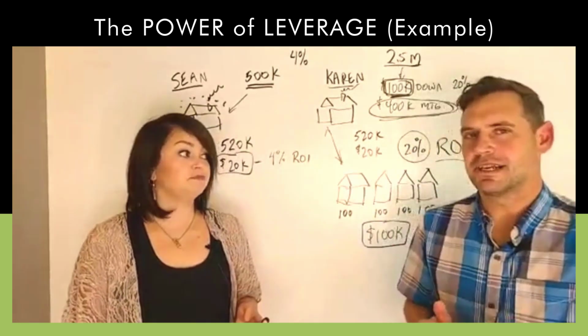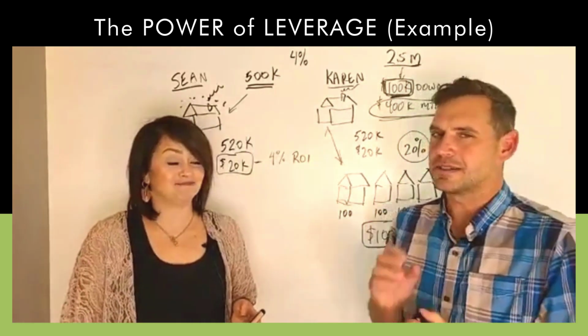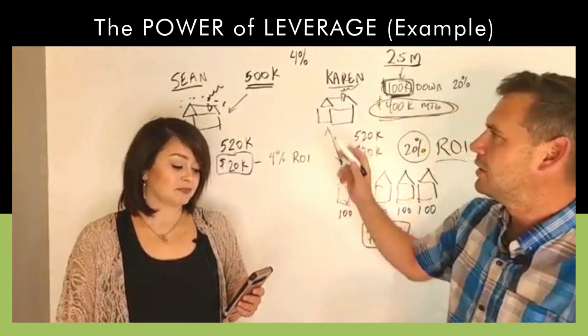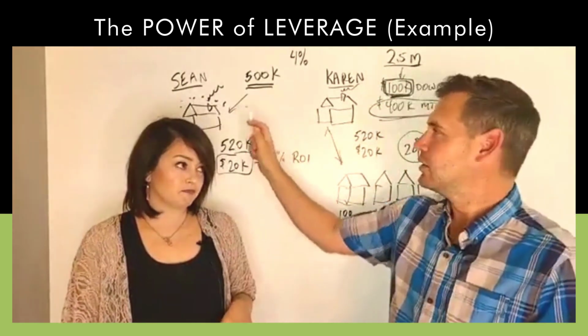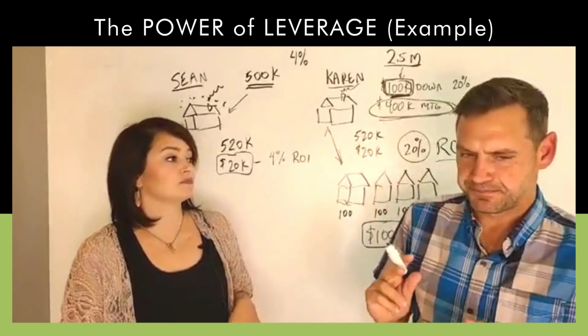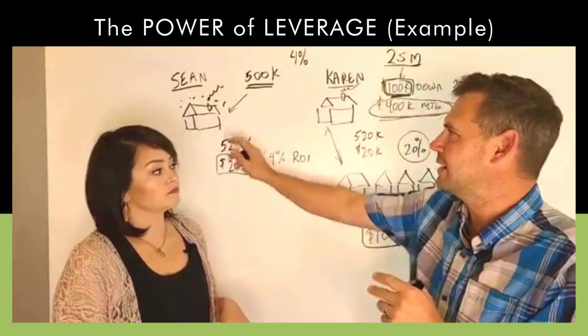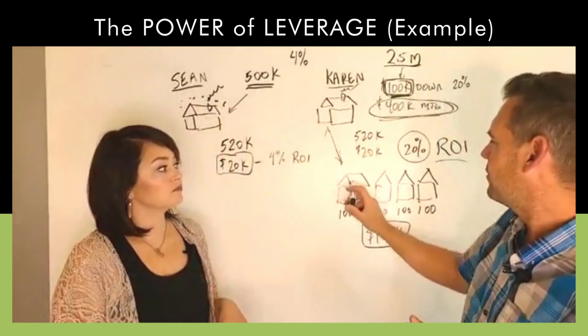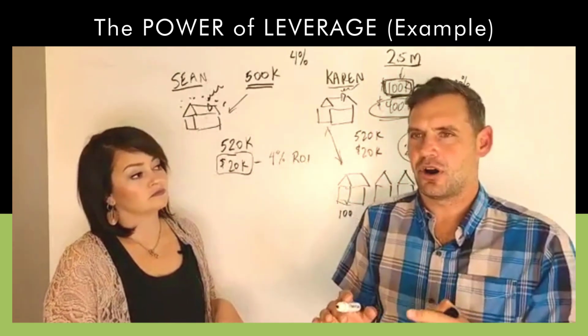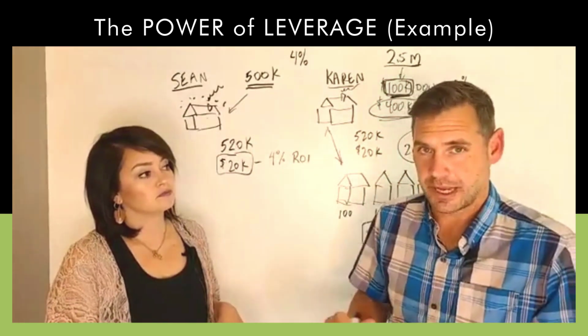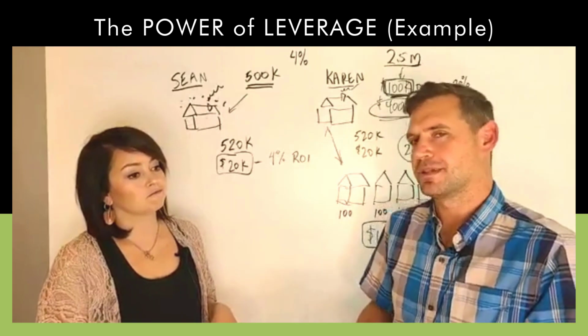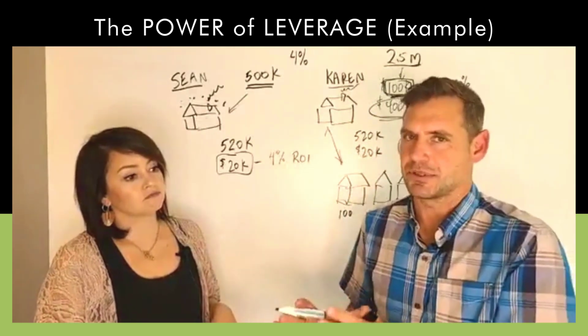So guys, here's the key, and this is the cool part. This is what I really like about this. If we compare Sean and Karen's investments, okay? Let's say that all 6 of these houses are going to rent for the same amount. They're in the same neighborhood. They're going to go up the same value. We're comparing apples to apples here, okay?